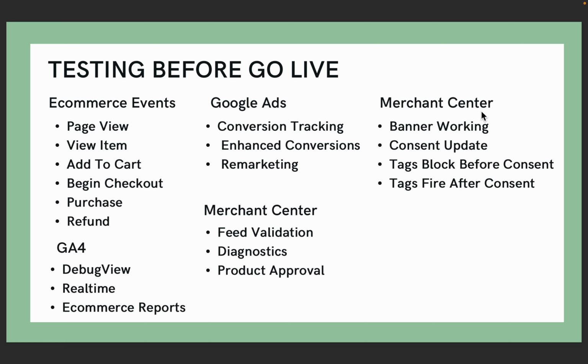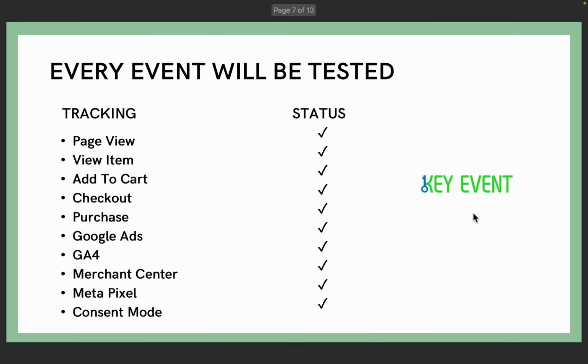Okay, here is the Merchant Center. We check whether the cookie banner is working or not, consent update, and tag blocking and firing, before firing and after firing. We make sure of that. And every event we will test, like page view, view item, add to cart. These are all recommended for any e-commerce site across Google Ads, GA4, Merchant Center, Facebook Pixel, and Consent Mode. These are all the key events, and we will focus on them, checking whether every key event is working or not.